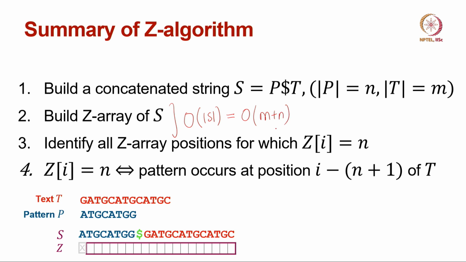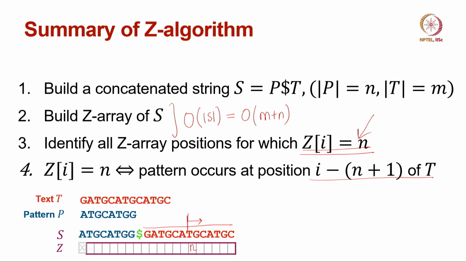then all we need to do is to do a linear scan of the Z array and identify in what positions Zi is equal to n. And we know that Zi equals n if and only if the pattern occurs at position i minus n plus 1 of the text T. Because suppose, for example, this cell corresponds to n, then we know that inside the text, the pattern has a match starting here.